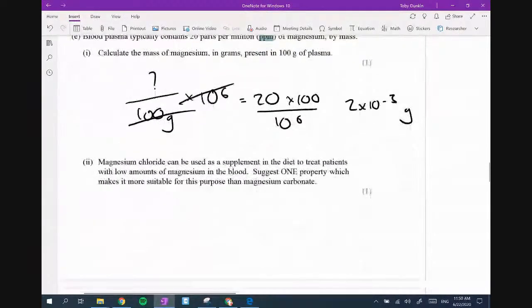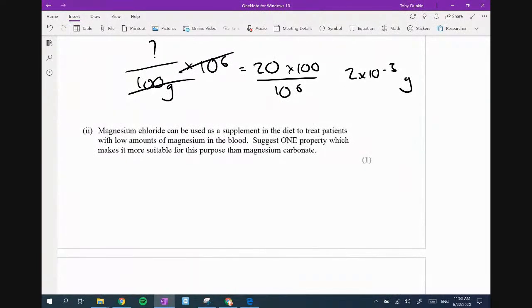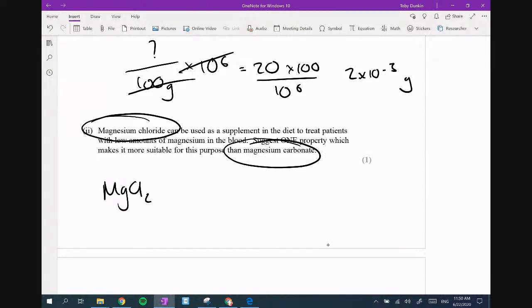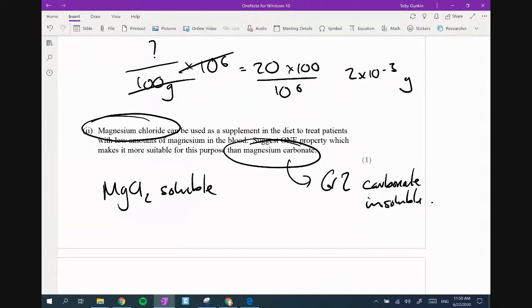We're done. Magnesium chloride can be used as a supplement in diets to treat low amounts of calcium in the blood. Suggest one property that makes it more suitable. Interesting. Magnesium chloride versus magnesium carbonate. This one's soluble. MgCl2 is soluble versus all the group 2 carbonates, which are insoluble, just so you know. Insoluble, which means you won't absorb it, it'll just come out in your poo.